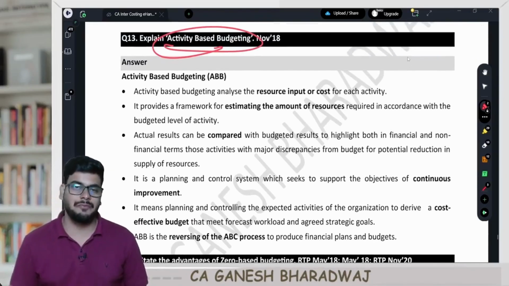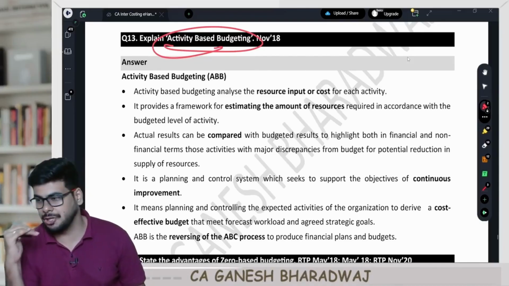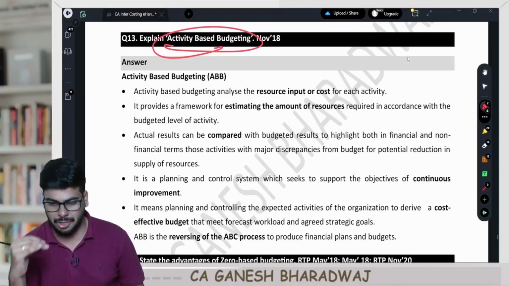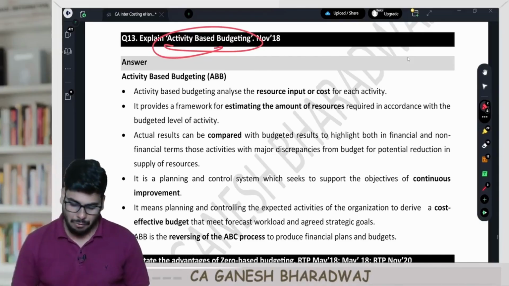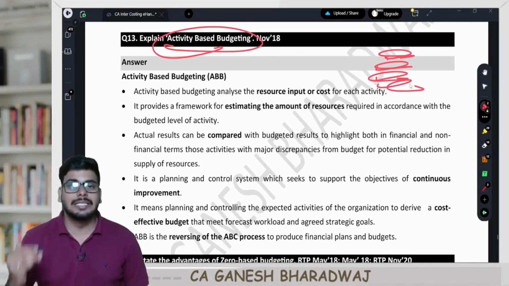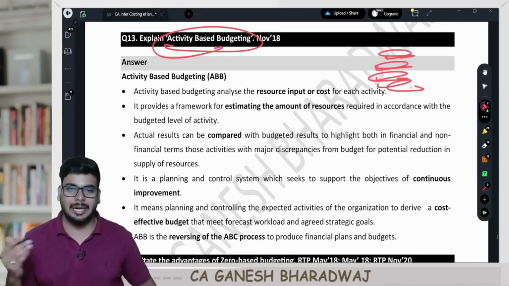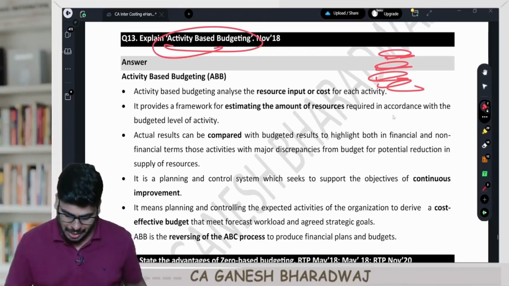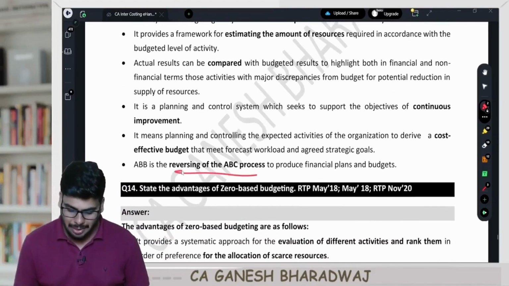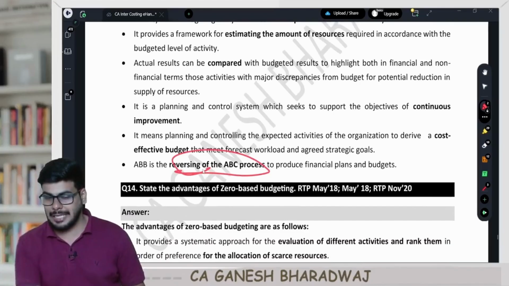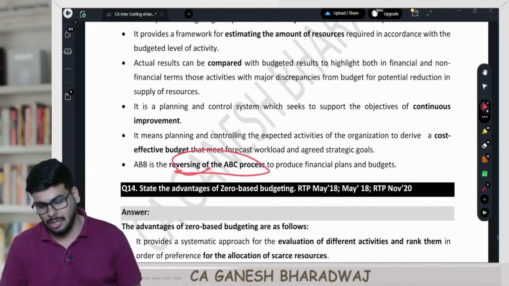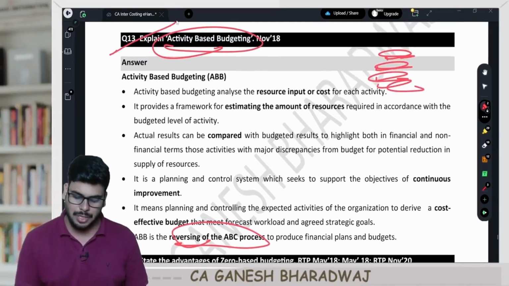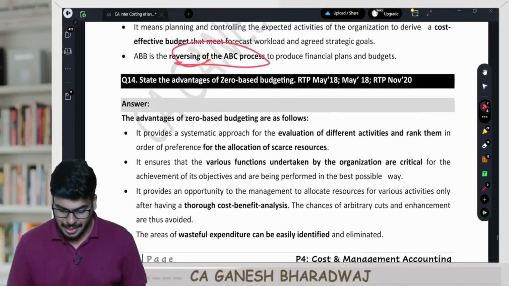Instead of preparing a budget based on your departments, you now prepare the budget based on your activities, right? And the results of each of these activities are compared to the actuals and you take the corrective action. So basically it is the reversing of the ABC process. Using activity-based costing in the budgeting process is called ABC costing, to put it in simple words. Clear with this, guys? Give it a reading and you're done here.